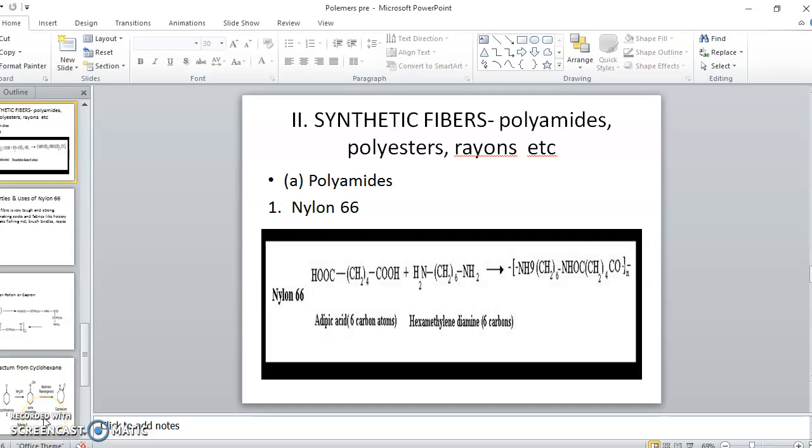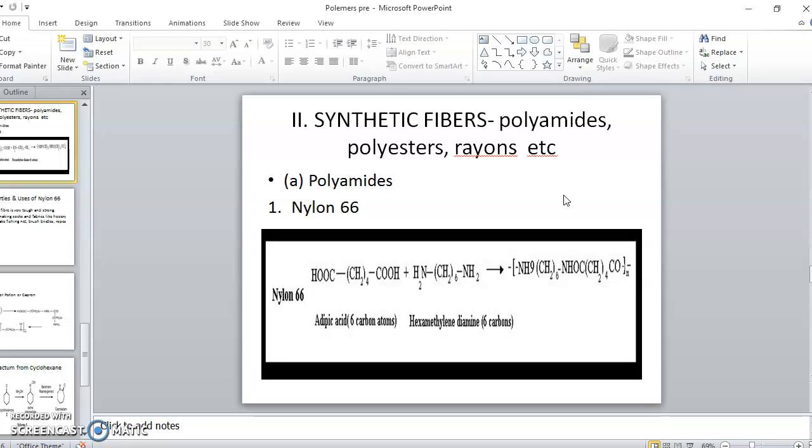Now the second class of synthetic polymers are synthetic fibers. For synthetic fibers, polyamides, polyesters, rayons, etc. are the examples. So we start with the polyamides. What are polyamides? Polyamides are compounds where you have the amide linkage. You may have heard about the amide linkage, C double bond O, NH. A compound in which you have the C double bond O, NH linkage is called an amide linkage.